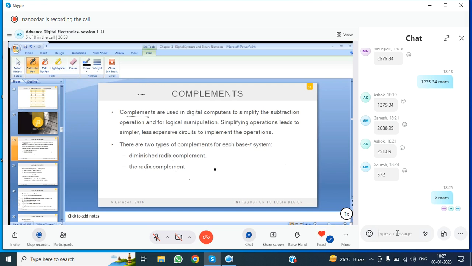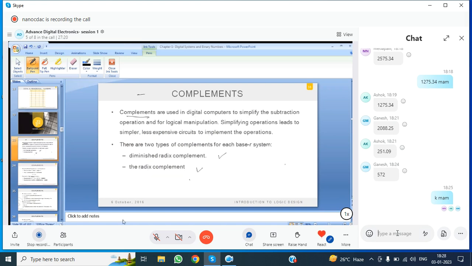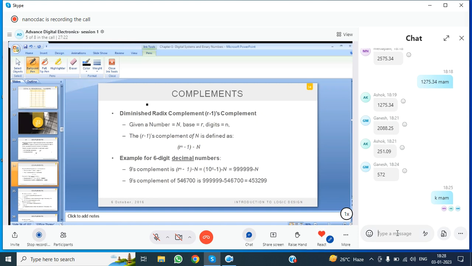To make the subtraction simple, we can go for the complementing procedure. We have two types of complements for each base R system. The first one is the diminished radix complement, and the second one is the radix complement. So we will see what the diminished radix complement is, which is also called the R minus 1's complement.